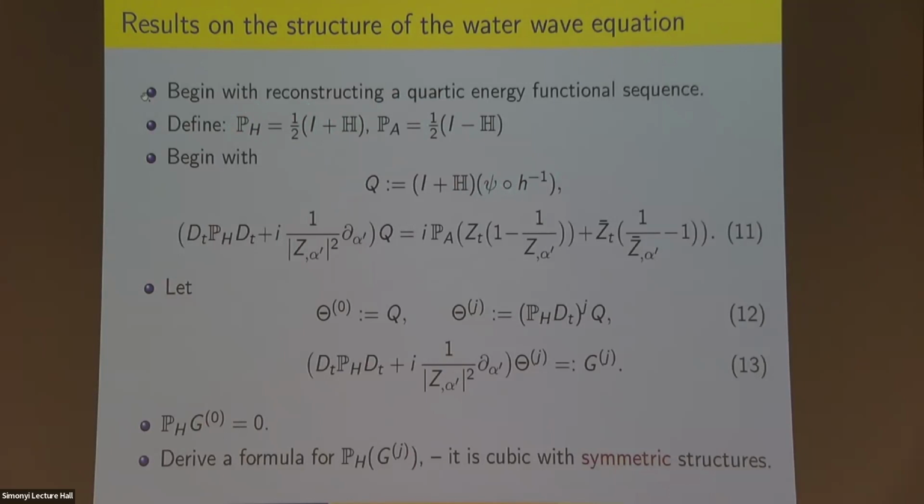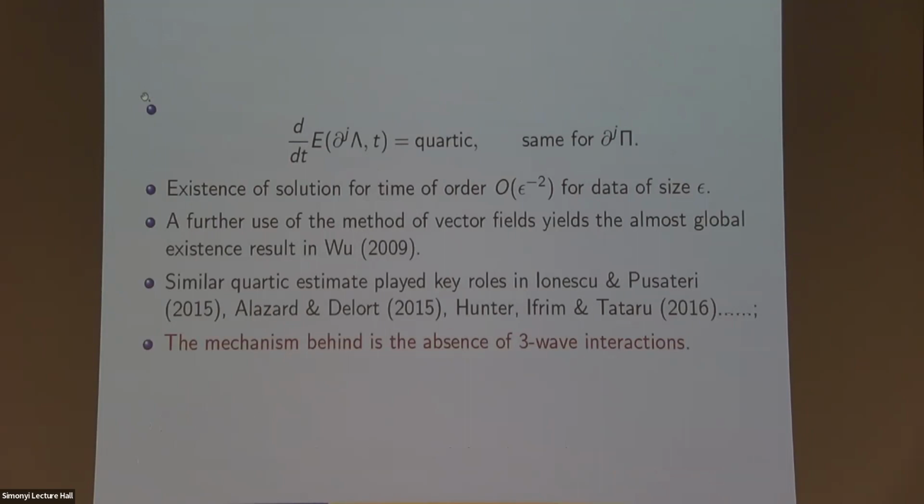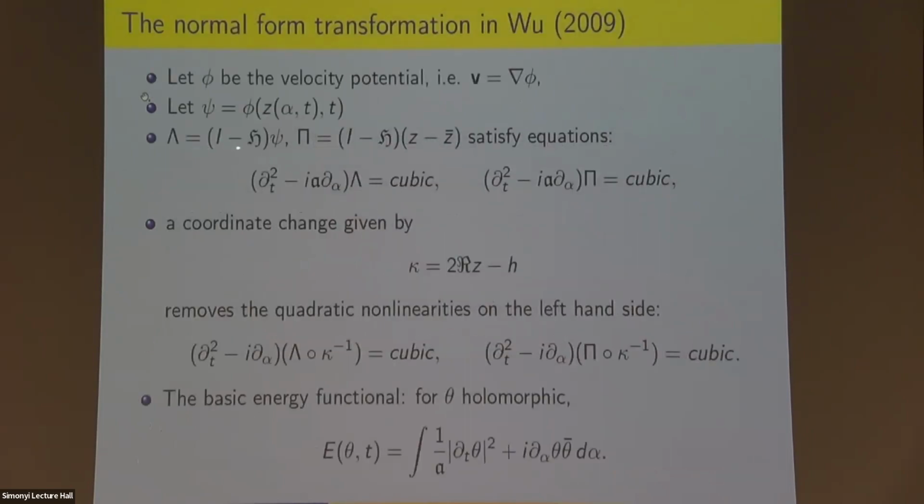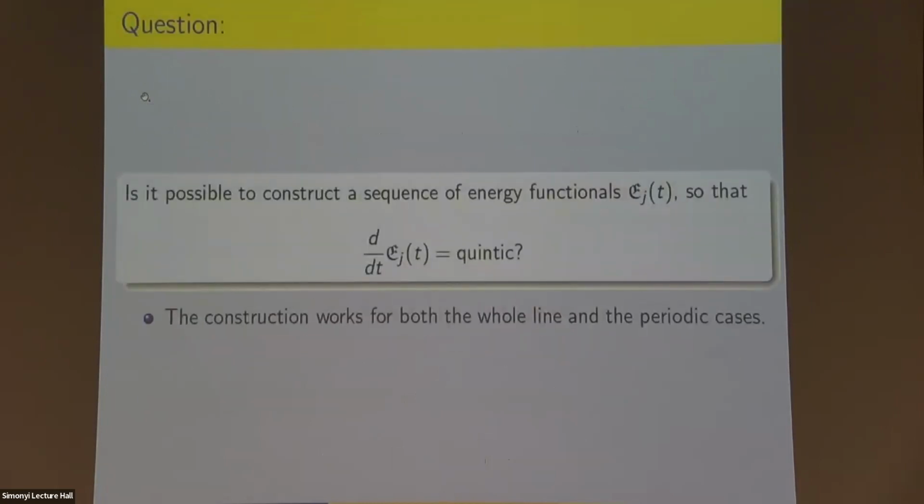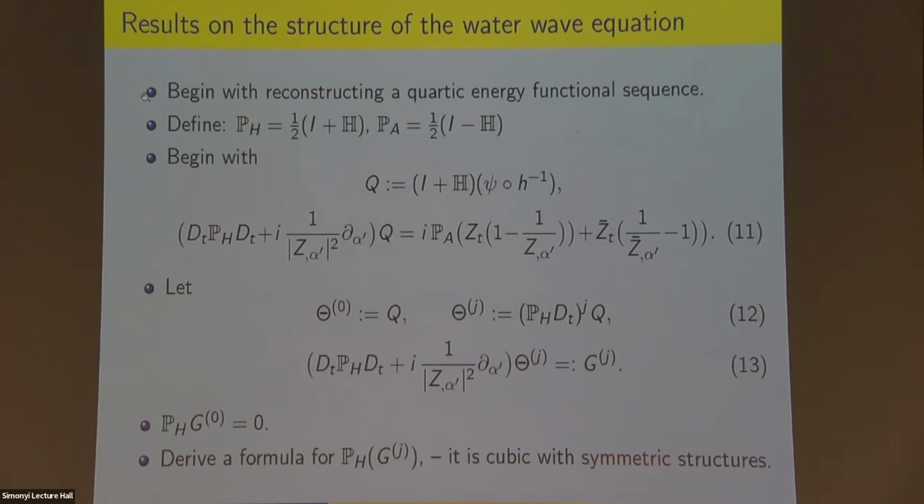Remember, this lambda is basically the projection of the velocity potential into the space of holomorphic functions in the air region. So I'm also going to do a projection into the space of holomorphic functions, but this time it doesn't really matter if I put a bar, it becomes anti-holomorphic. So this is a velocity potential. Start with this quantity.